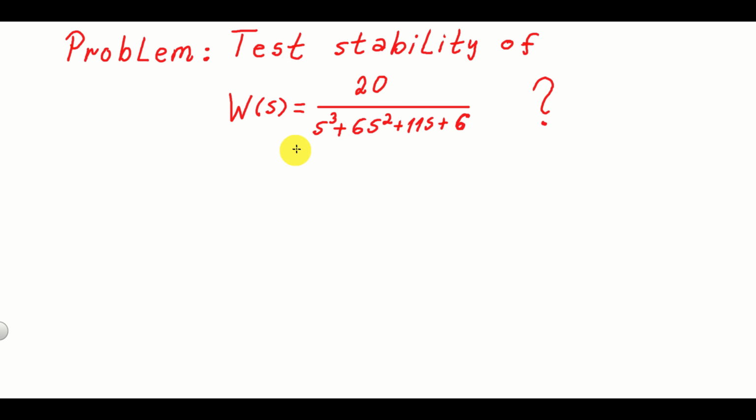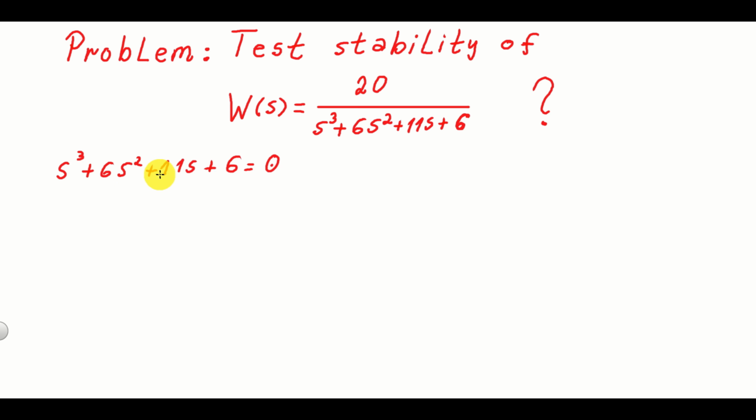The stability of this transfer function is determined by zeros of the polynomial in the denominator. That is, one approach would be to compute the zeros of this polynomial. Now, this is a third order polynomial, and although there exists a formula for computing the zeros of a third order polynomial, the formula is quite complex and maybe 99.999 percent of people do not remember the formula.